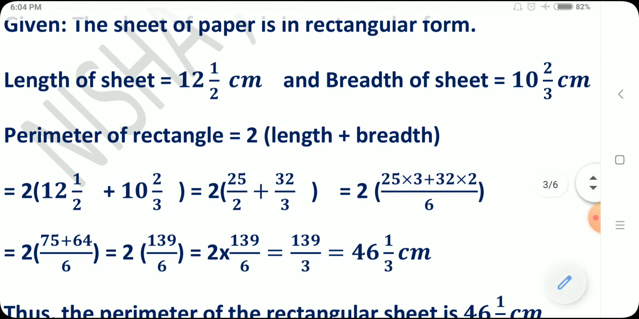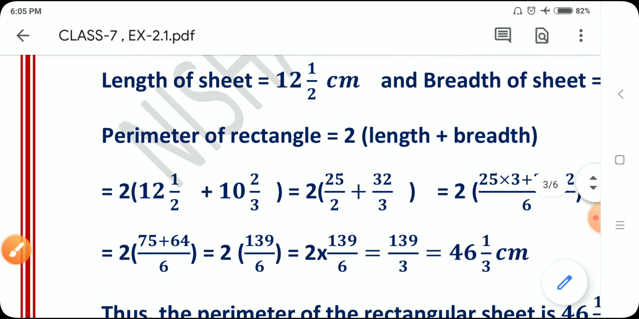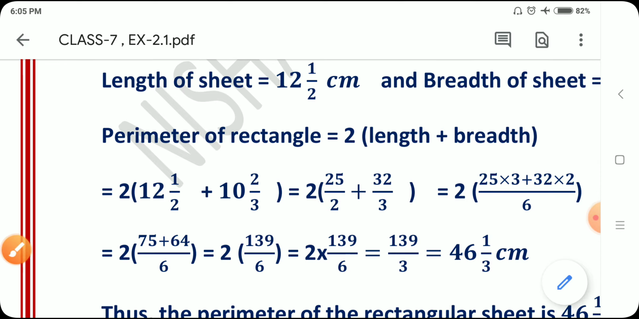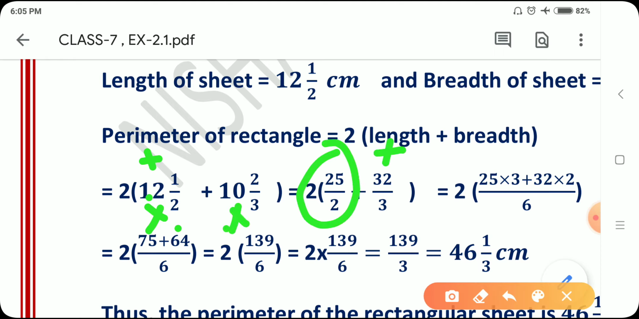Now perimeter of the rectangle is twice of length plus breadth using this formula. Now putting the value of length, that is 12 and 1 by 2, plus breadth is 10 2 by 3. Now solving, changing this mixed fraction into improper fraction, you will get, first of all you will multiply these two and then add 1. 12 into 2 is 24, plus 1 gets 25 by 2, plus 10 into 3 is 30 plus 2, you will get 32 by 3.